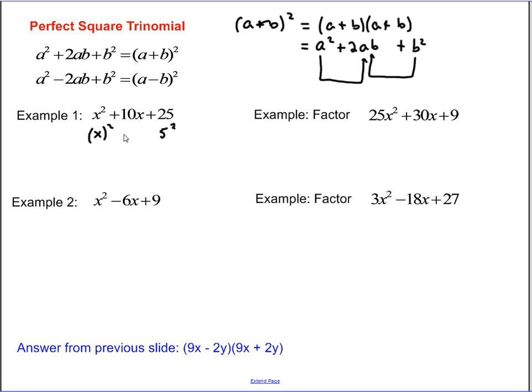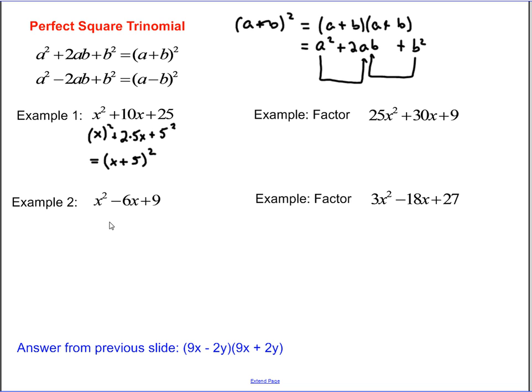And just like it looks, if we take 2 times 5 times x, well, yeah, that is 10x, and that looks like our first factorization form up there. So we can say that this factorization is exactly the same as x plus 5 times x plus 5, or just simply stated, x plus 5 quantity squared.